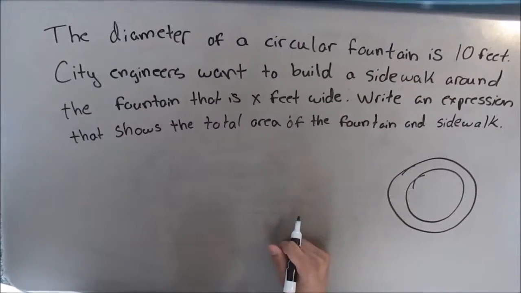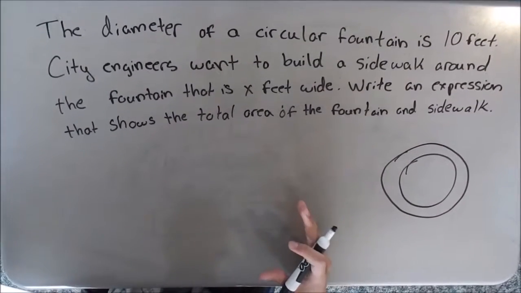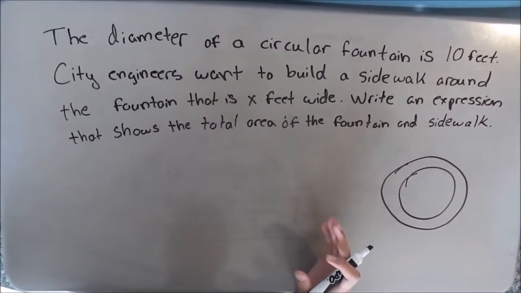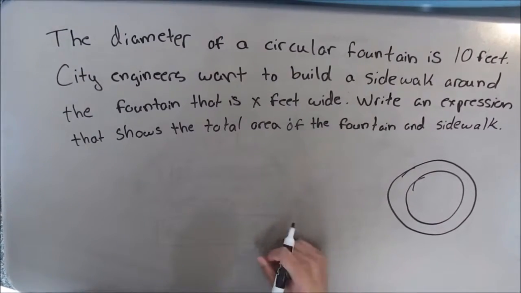Alright, so let's get down to solving this problem. The diameter of a circular fountain is 10 feet. City engineers want to build a sidewalk around the fountain that is x feet wide. Write an expression that shows the total area of the fountain and the sidewalk. Hey guys, if you want to try out the problem for yourself, go ahead and pause this video.